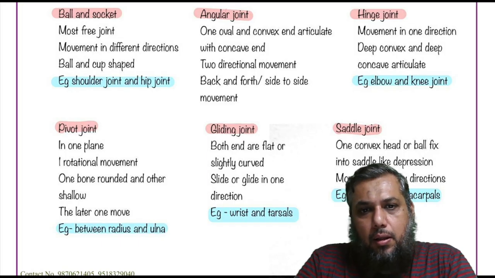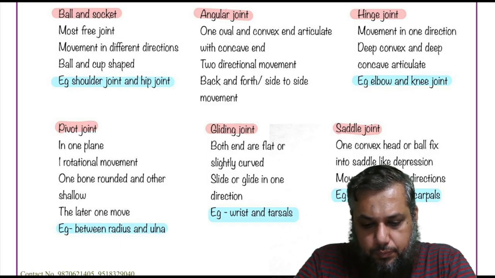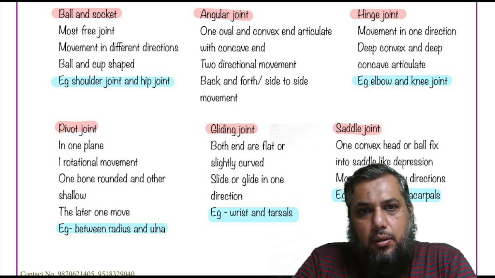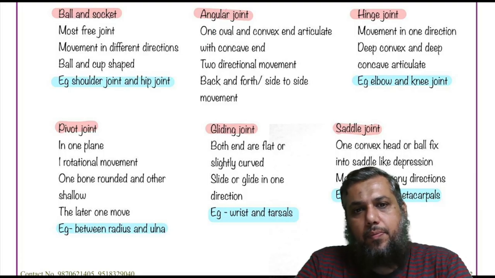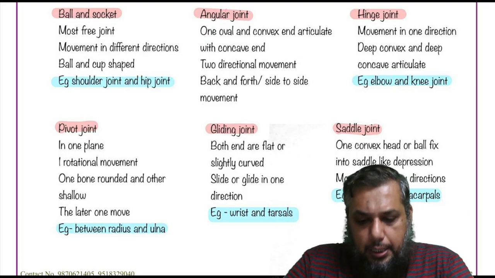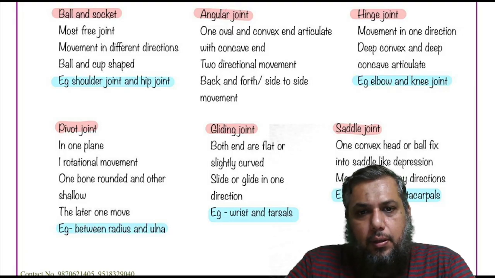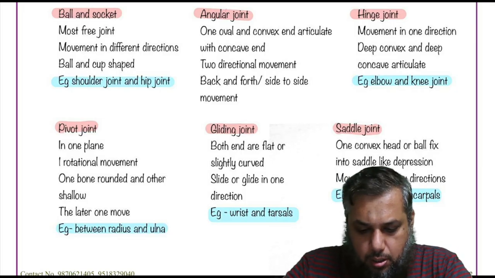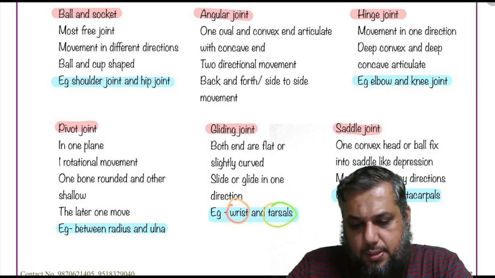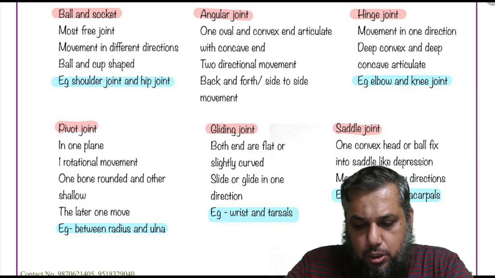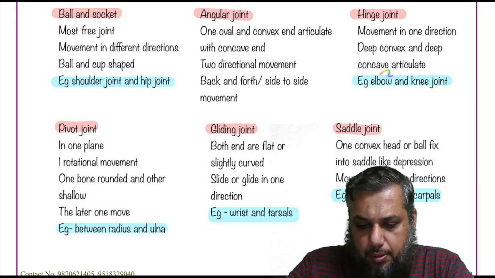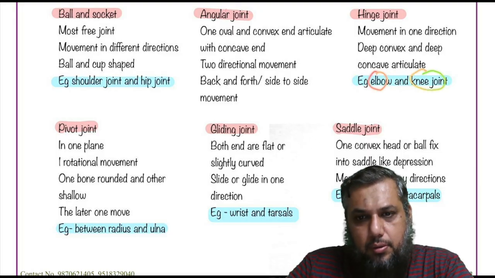Then we have angular joints, which allow back and forth and side to side movement, closer to the ellipsoidal joints. Gliding joints, जहाँ पे दो बोन्स एक दूसरे के ऊपर स्लाइटली ग्लाइड करते हैं, like the bones of the wrist and the tarsals. Hinge joints, which allow movement in one direction. इसके एग्जाम्पल में आएगा elbow joint and the knee joint.